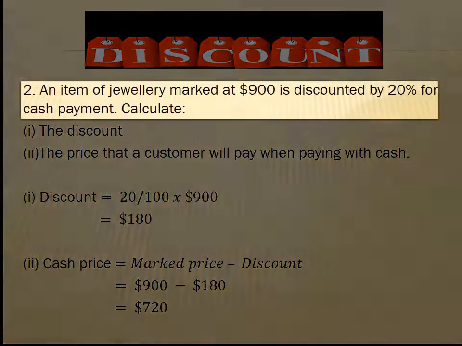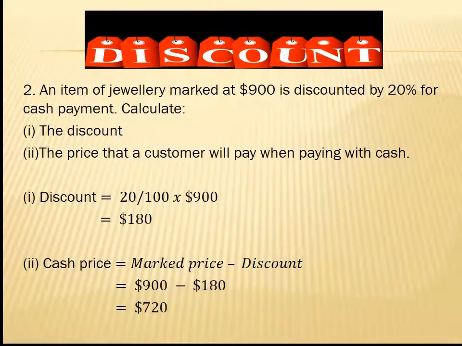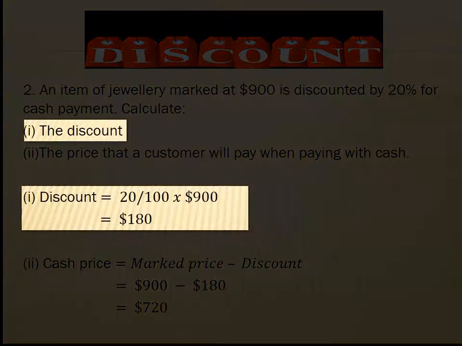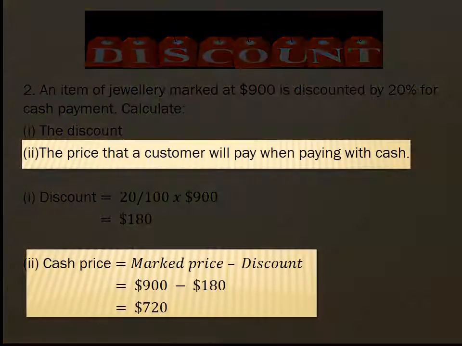In number 2, an item of jewelry marked at $900 is discounted by 20% for cash payment. Calculate Part 1, the discount, and Part 2, the price that a customer will pay when paying with cash. In Part 1, the discount would be 20% of $900, which is equal to $180, and in Part 2, the cash price would be equal to marked price minus the discount, so 900 minus 180, which is equal to $720.